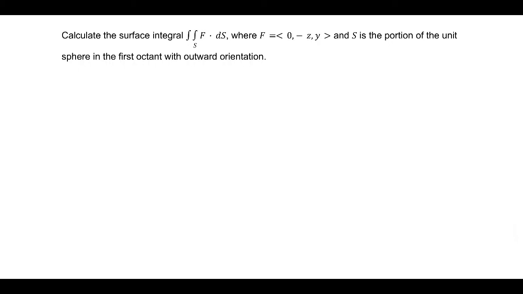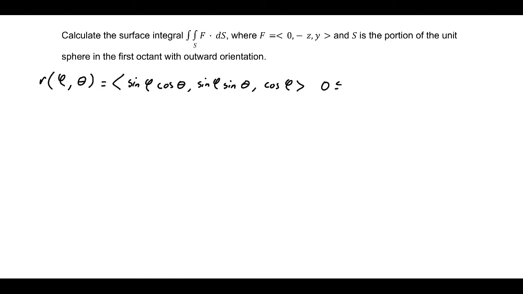First, let's write our parameterization of the surface S. This will be r of phi, theta, and that is equal to the vector ⟨sine phi cosine theta, sine phi sine theta, cosine phi⟩, with 0 less than or equal to theta less than or equal to pi over 2, and 0 less than or equal to phi less than or equal to pi over 2, to keep us in the first octant.